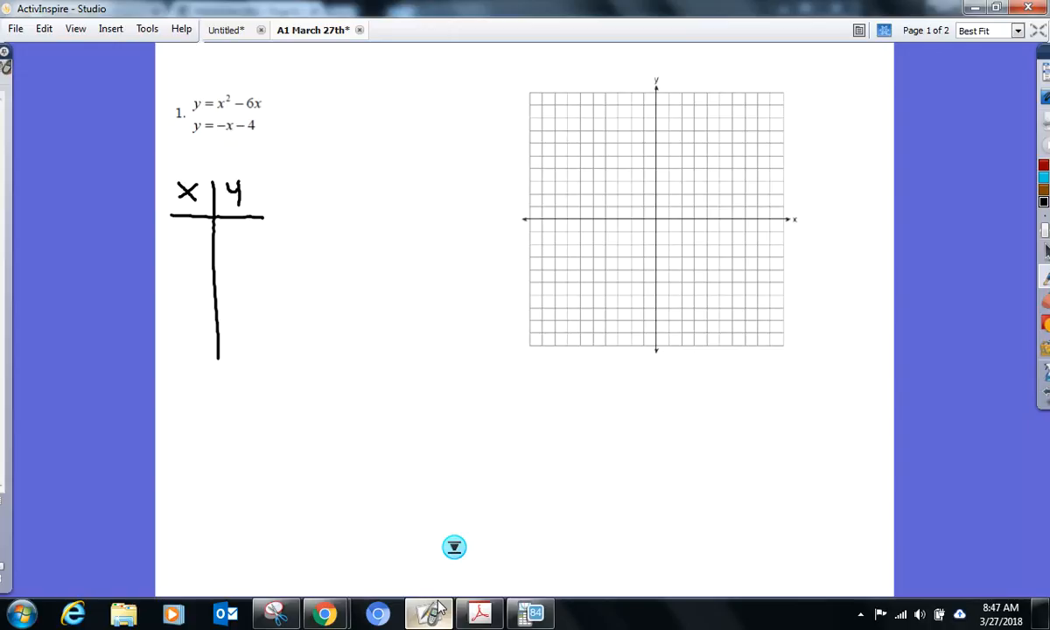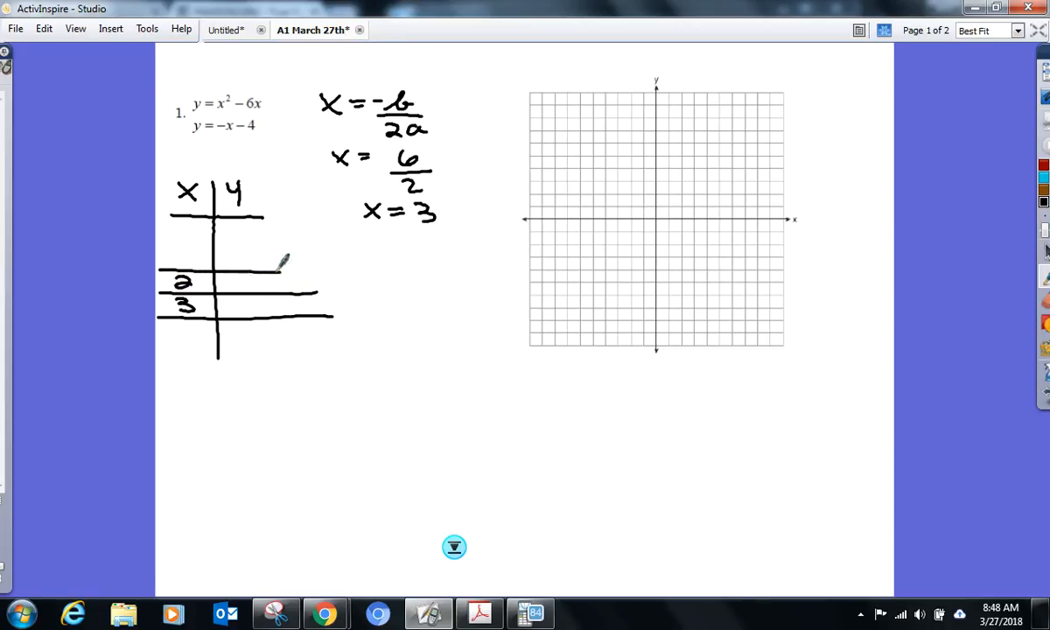Okay, what's the axis of symmetry formula? Help me out here. Negative b over 2a. What's your b value up here? Negative 6, but when I plug it in, it would be positive 6 over 2. What's your axis of symmetry? X equals 3. All right, so there's my middle value, everybody, is 3. 3 above, 3 below, right? So 0, 1, 2, 4, 5, 6.